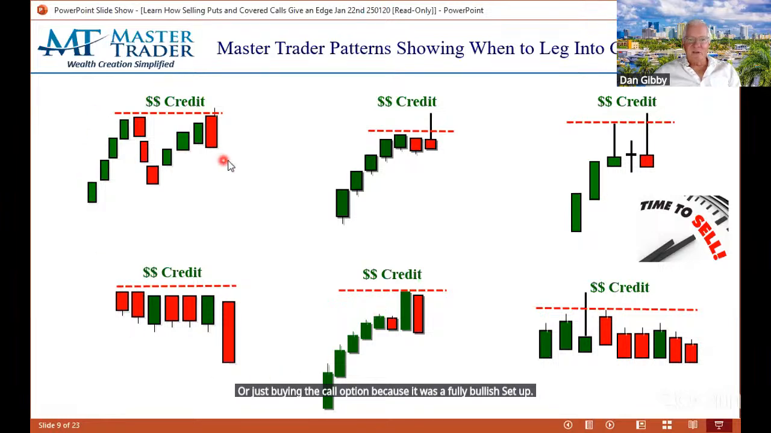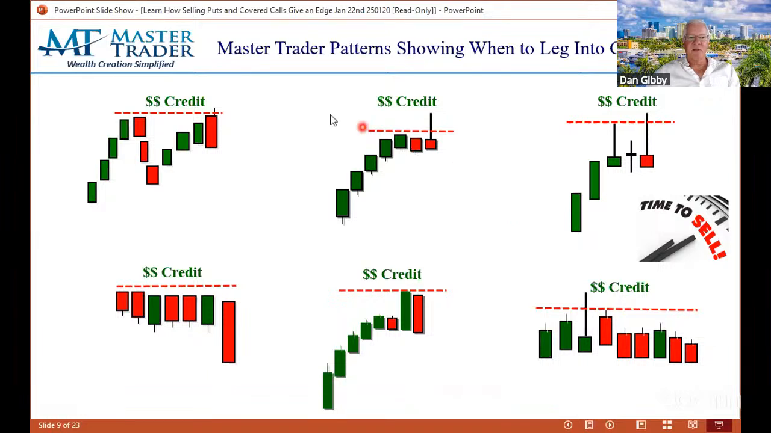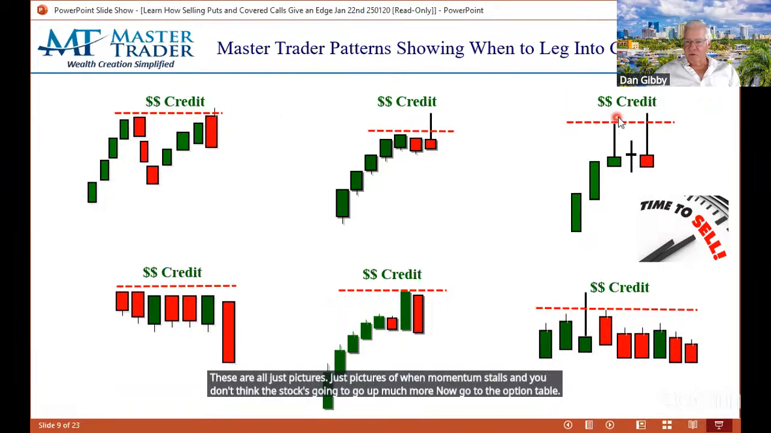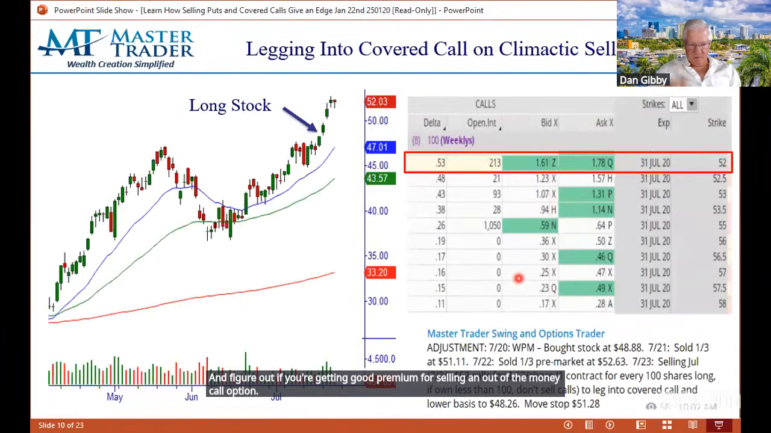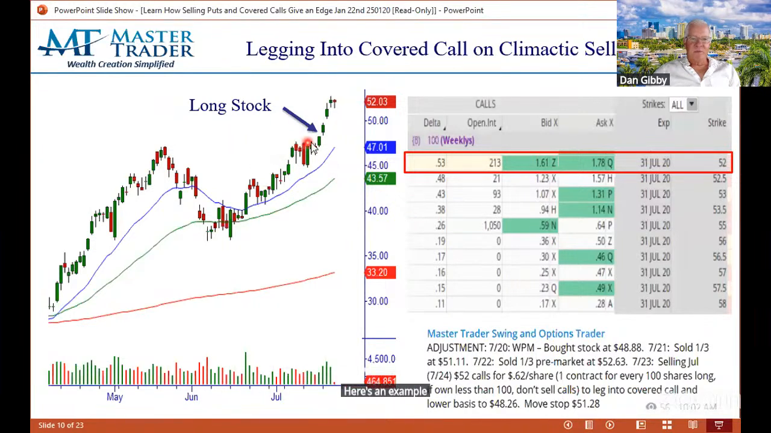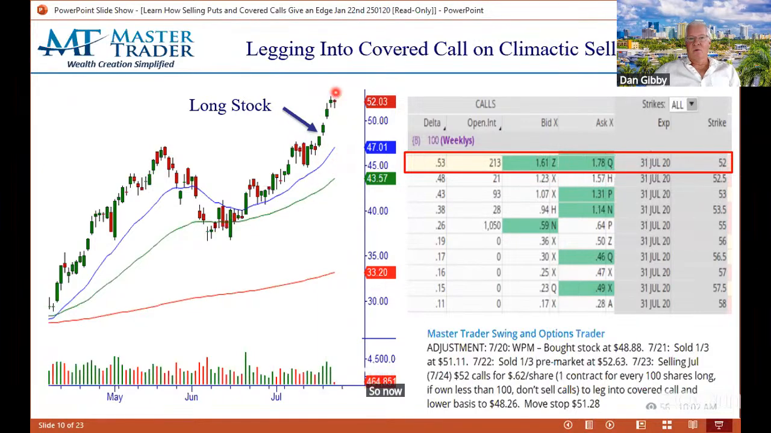These are all just pictures of when momentum stalls and you don't think the stock's going to go up much more. Now go to the option table and figure out if you're getting good premium for selling an out of the money call option. Here's an example. Let's say we bought the stock right here because this one's fully bullish. You see how this one's different than the other one? So now it's rallied, far from the 20.